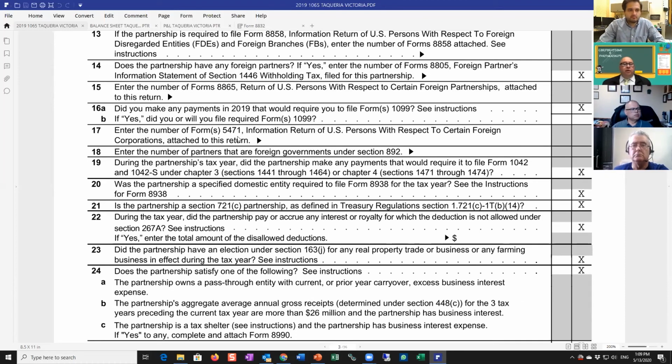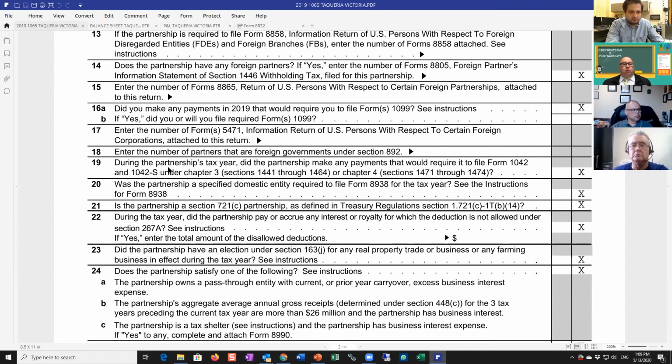Corporations, Form 5471, information return. That's about foreign companies. If you are a foreign corporation that is involved in your partnership, most of the time it's not going to apply to you. The number of partners that you have this form about is also related; it doesn't apply.